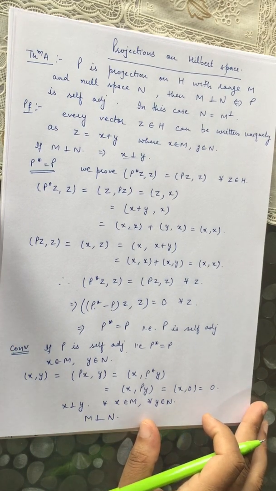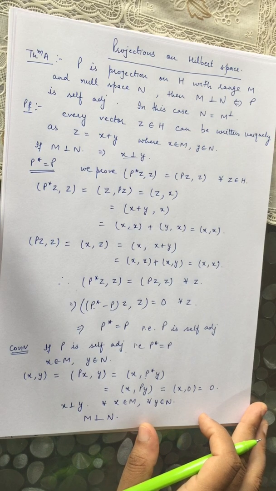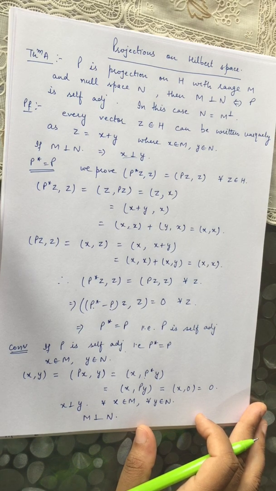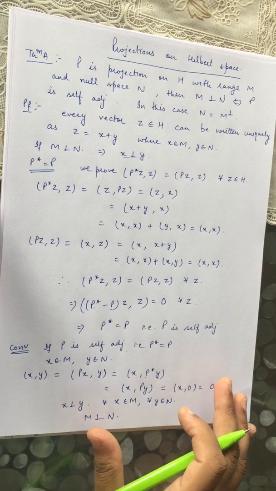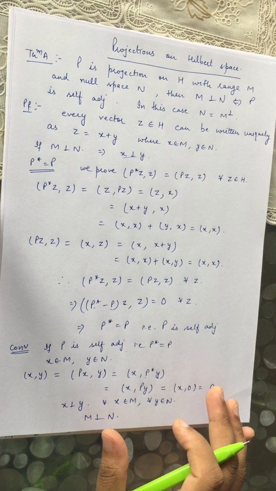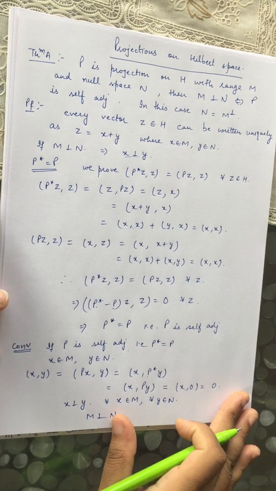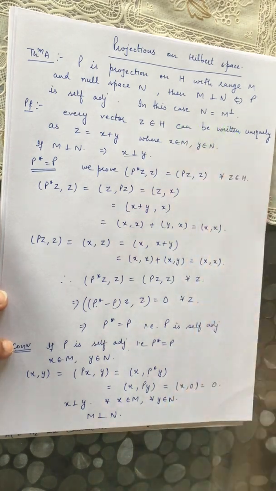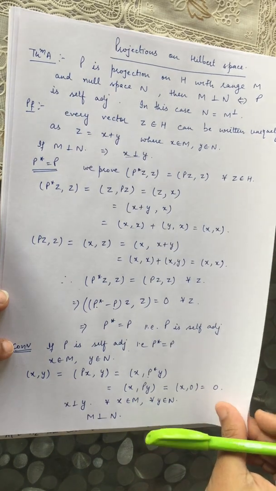So from this we can say a projection on a Hilbert space whose range space is M and null space is N, in this setup, range space and null space are orthogonal to each other if and only if P star is equal to P. So the remaining part to prove in this theorem is N is equal to M perp. Now we know M is perpendicular to N.